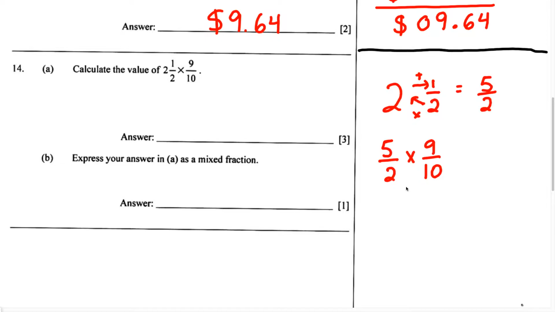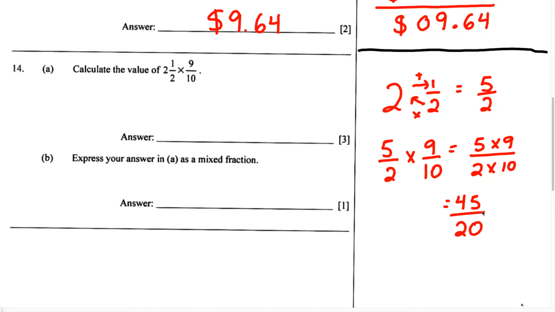Now, anytime we're multiplying fractions, we're just going to multiply. We're going to say 5 times 9 over 2 times 10. We're just going to multiply the numerators and multiply the denominators. 5 times 9 is going to give us 45. And 2 times 10 is going to give us 20.